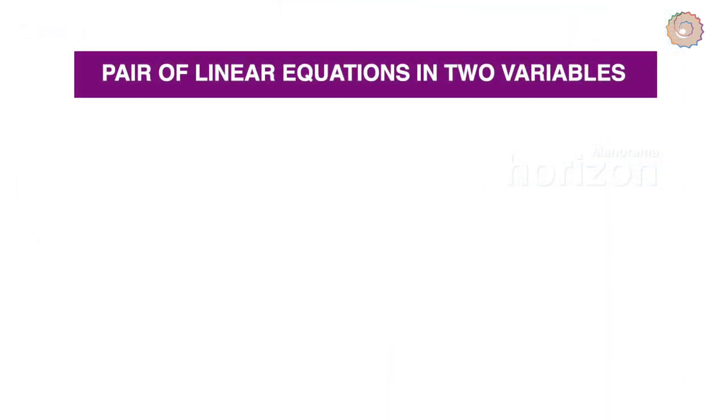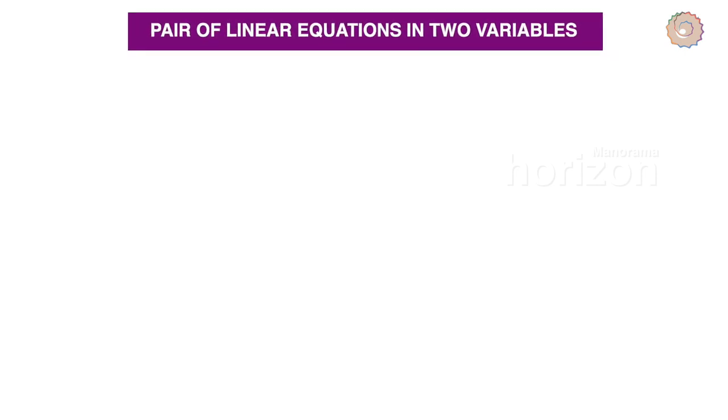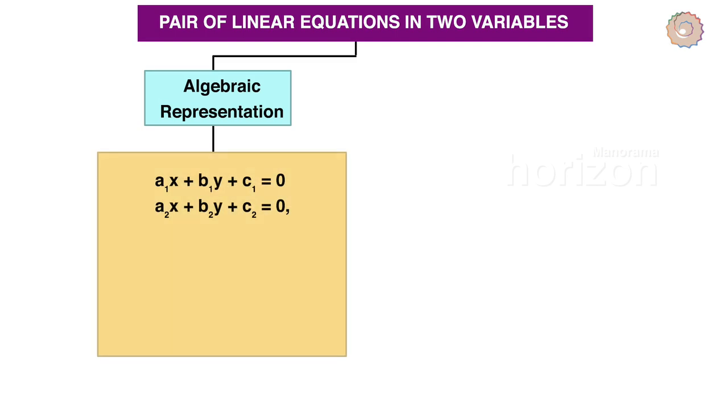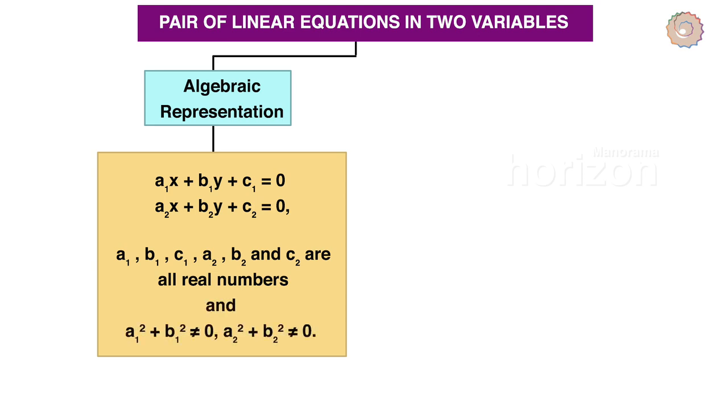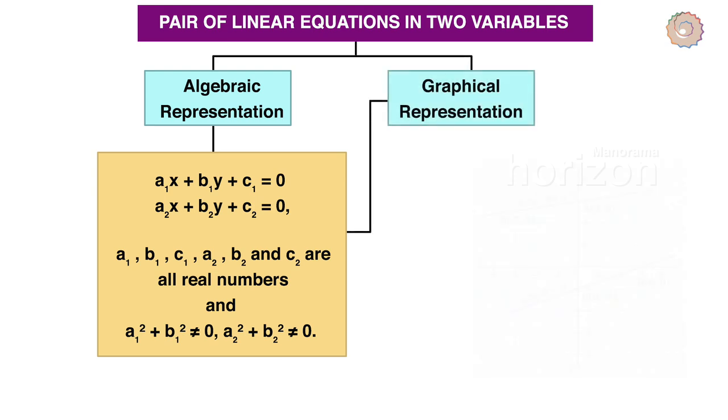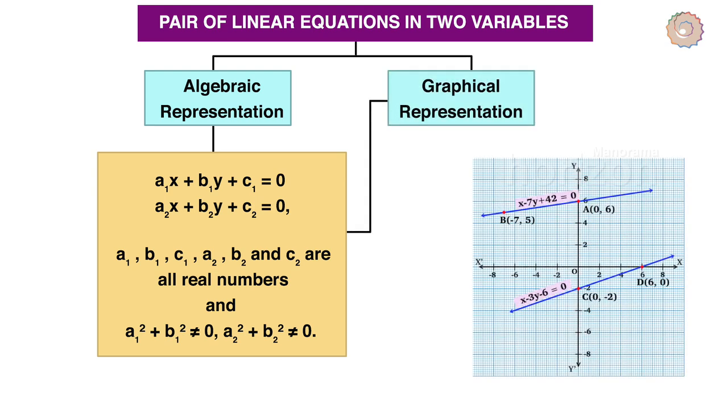So, they will intersect at a point which will be got if we extend the two lines on the right side. So, we can conclude that a pair of linear equations in two variables can be represented algebraically as a1x plus b1y plus c1 equal to 0 and a2x plus b2y plus c2 equal to 0, where a1, b1, c1, a2, b2 and c2 are all real numbers and a1 square plus b1 square not equal to 0, a2 square plus b2 square not equal to 0, and graphically in the xy plane by two lines which can be intersecting or parallel or coincident with each other.